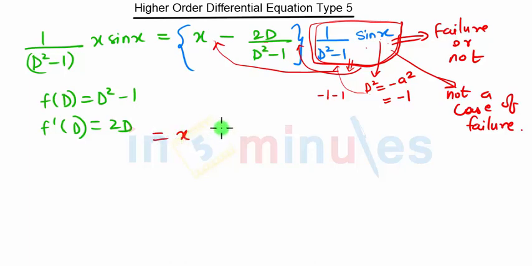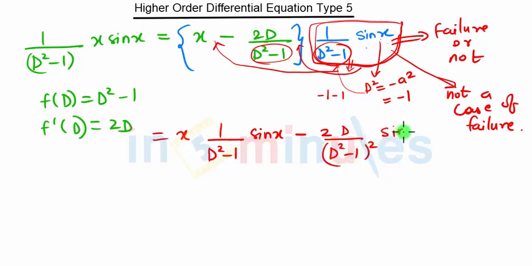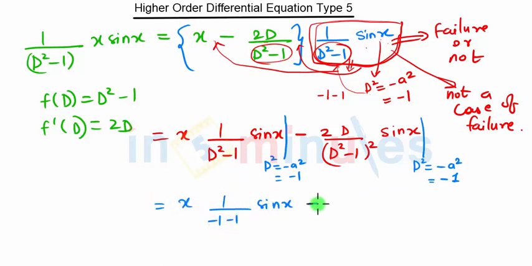We will get x into 1 upon d square minus 1 into sin x minus 2d. This d square minus 1 and d square minus 1 will become d square minus 1 the whole square into sin x. So now here we are going to substitute d square by minus of a square. Here also we will substitute d square equal to minus of a square. In this case, a is 1. Here, in this case, d square is minus 1. Here also minus 1.